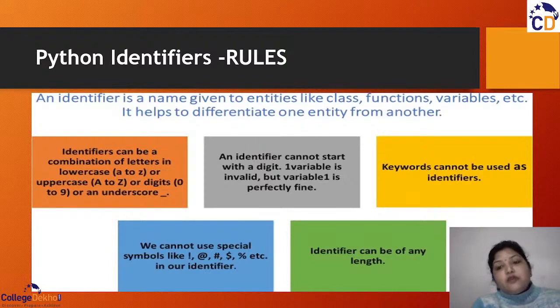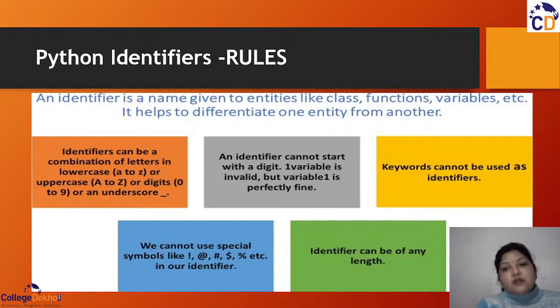in future if you are going to refer to some programs, you may easily understand the meaning of this identifier with the help of its name. So a name should have meaning, it should be a meaningful name. An identifier is a name given to entities, like I told you, it could be a class, a function, or a variable. It helps to differentiate one entity from another. Like if I'm taking two numbers, I told you number one is one entity, number two is the second entity. So this is how they have differentiated between two identifiers.